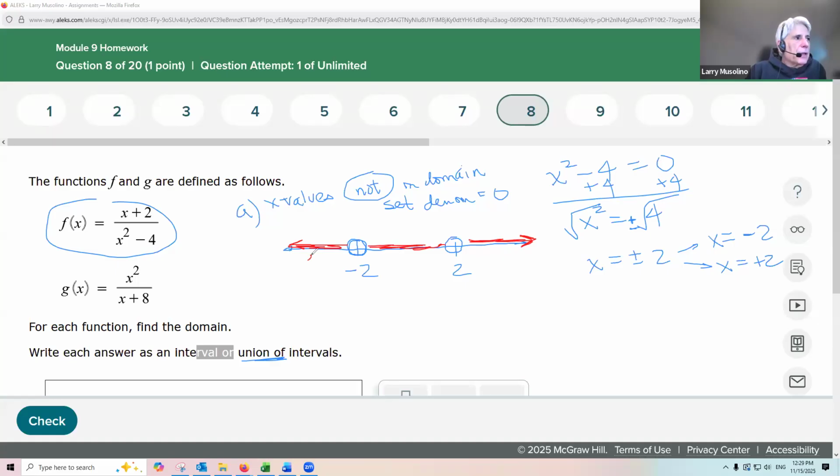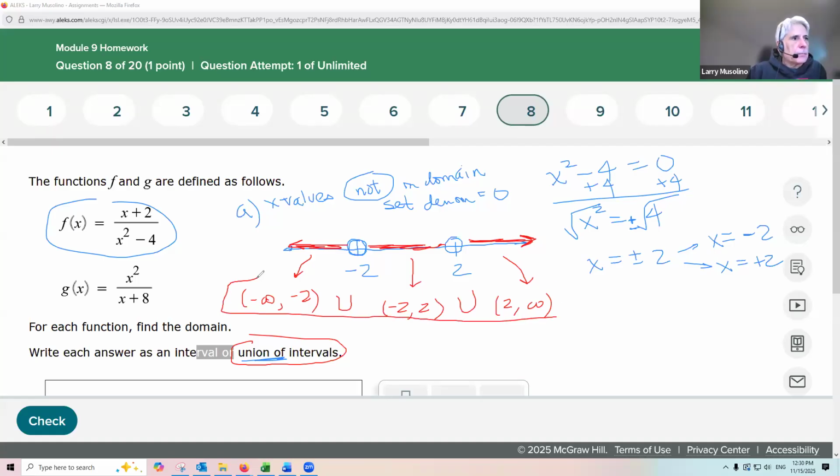All right, well, this interval here is negative infinity, negative 2. This interval in the middle here I can write as negative 2, positive 2. And this interval over here is 2, infinity. I'm going to put a U in between, union, because it said enter your answer as a union of intervals. Union means we're joining these three intervals together to get the final answer. So this is my answer for part A of this question.